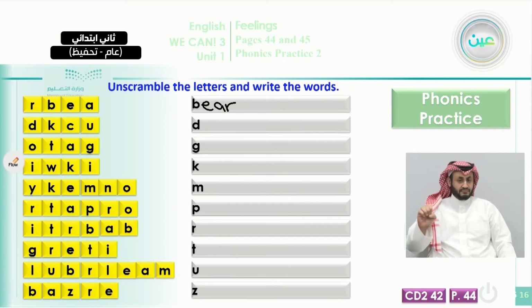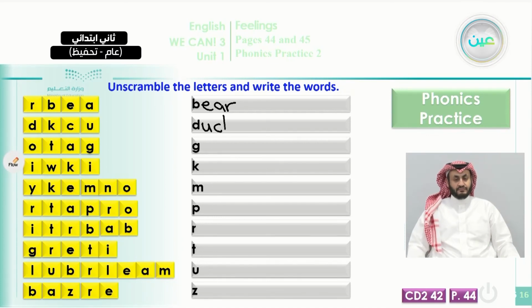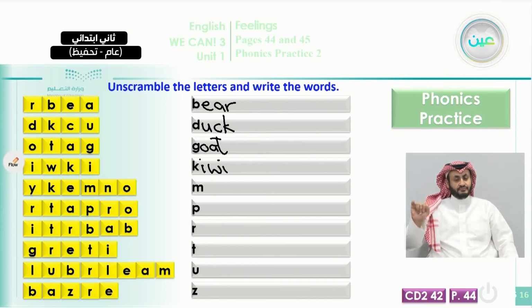B-E-A-R. The second one, what is it? The word can be unscrambled to form the word duck. Okay, duck. But how to spell duck? D, yes, U, C, and K. Okay, the next one here, what is it? It's a word which can be written as goat, G-O-A-T. And the next one here, you can tell kiwi, K-I-W-I.